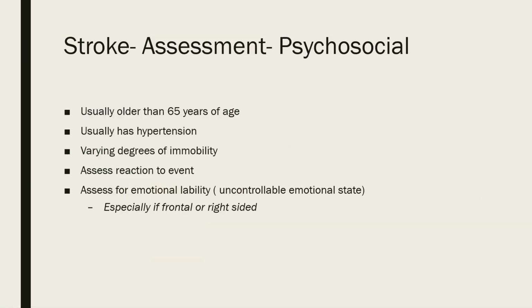So again, continuing with the assessment of the patient with a stroke, these patients are usually older than 65 years of age. Most of the time they have hypertension. After the stroke, they'll have varying degrees of immobility, and you need to be able to assess their reaction to the event. Sometimes they will have emotional lability, which is where they have an uncontrolled emotional state. A lot of times you see this especially with frontal or right-sided injury. They will be very tearful. Their emotions will be out of context.